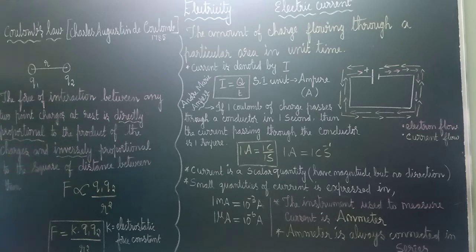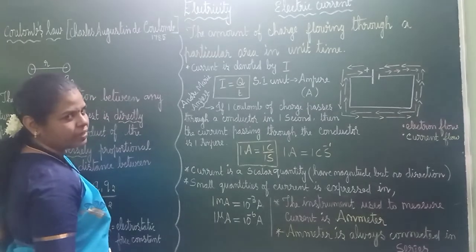So this is a very important law. The force of interaction between any two point charges at rest is directly proportional to the product of the charges and inversely proportional to the square of the distance between them. Distance between them is denoted as R. Force of interaction F is directly proportional to the product of charges. Product is Q1 and Q2. If A and B are given, or if you are asked to find the product, you will tell AB.